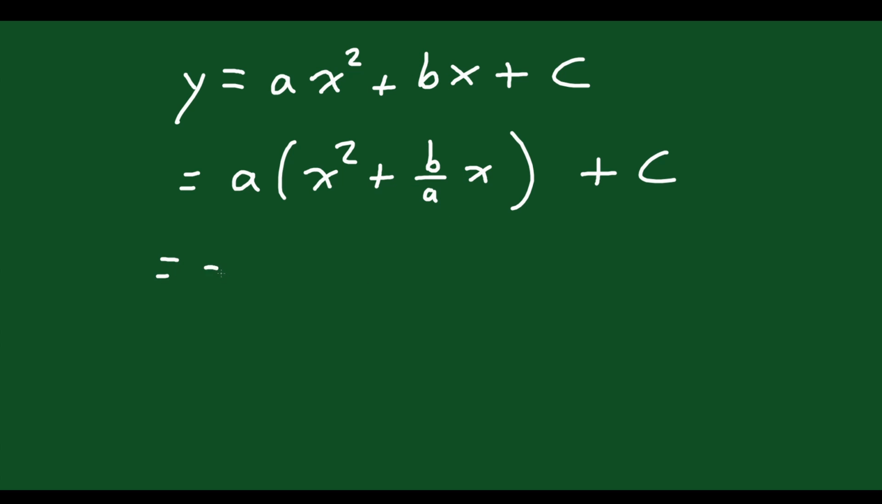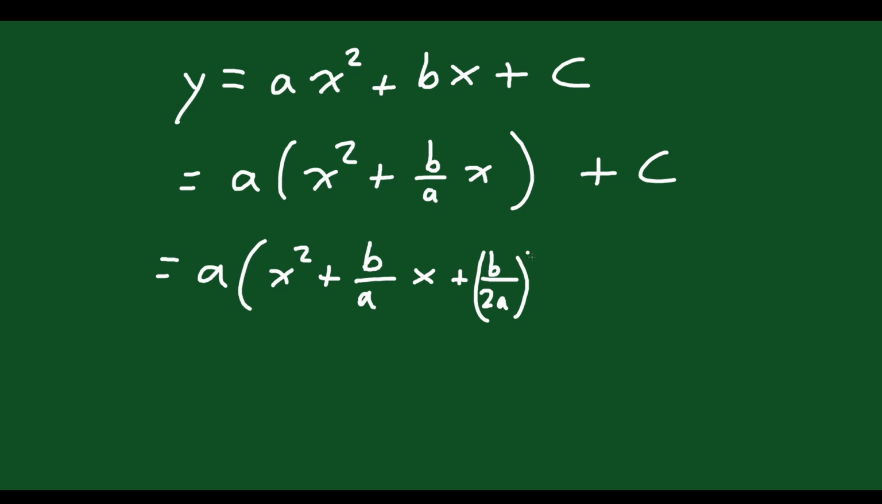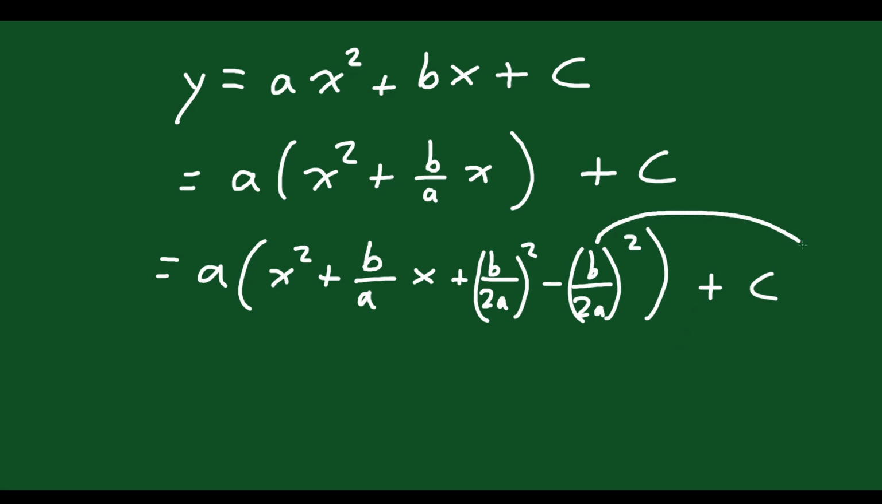Now, the next thing we do is we add and subtract that special number, right? What is that number? It's this number divided by 2 squared. So we're going to add b over 2a squared minus b over 2a squared, and then plus c. Okay? Next, I'm going to move this one to the outside.